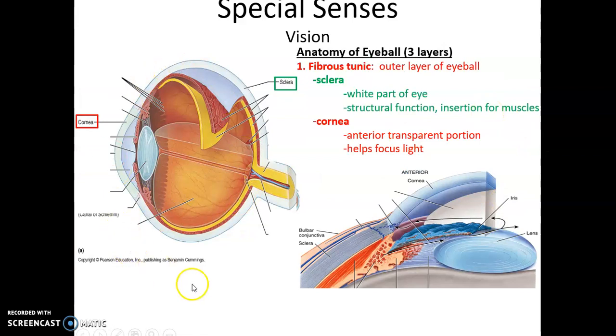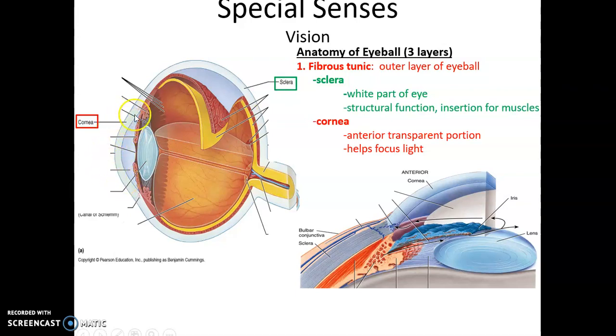All right, the eyeball itself. The eyeball has 3 layers. The outermost layer is the fibrous tunic. The fibrous tunic has 2 big structures associated with it. You have the sclera. The sclera is the white portion of the eye, and this structure is very rigid and dense and provides a structural function, so it gives the eyeball its shape. And it also is an insertion site for muscles that can move the eye.